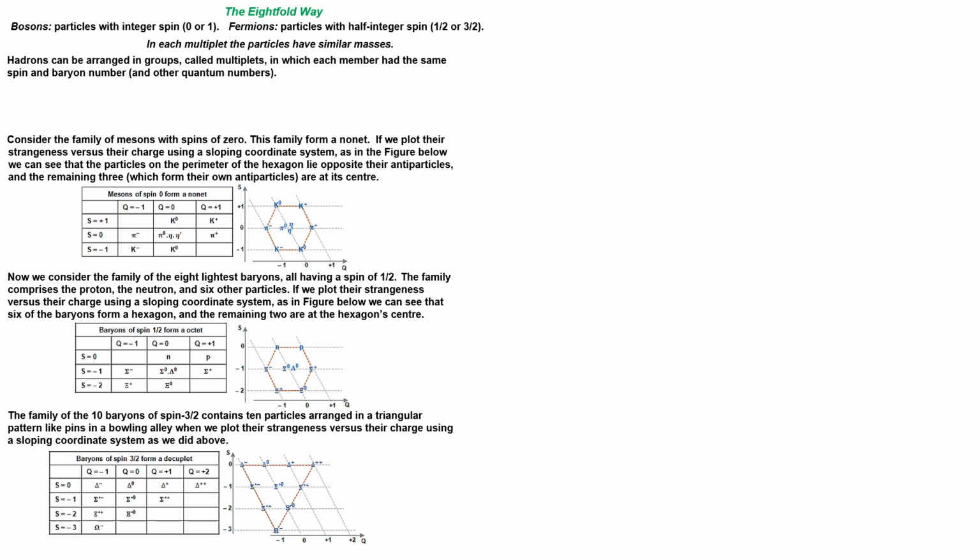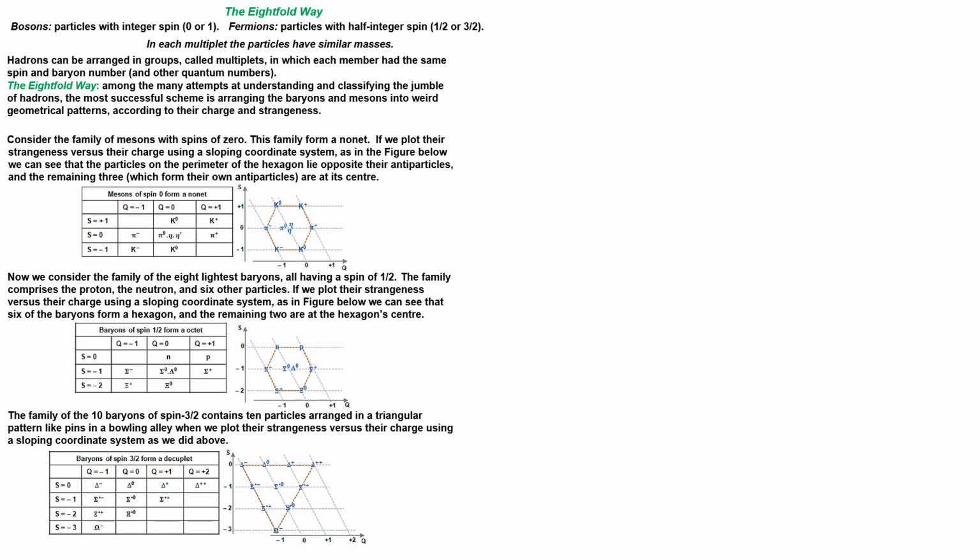Among the many attempts at understanding and classifying the jumble of hadrons, the most successful scheme is arranging the baryons and mesons into geometrical patterns, according to their charge and strangeness. This scheme of classification of elementary particles is known as the Eightfold Way.